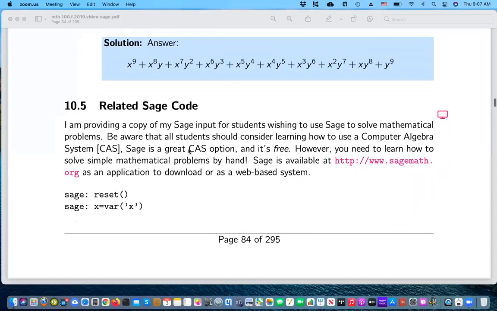Yeah, so related Sage code. Somebody said, do I really need to do this? No, but it's nice to think about options. And the more options you have, the better. And coding is an option for you. I'm not saying you need to take it seriously. We're not going to test you on it.